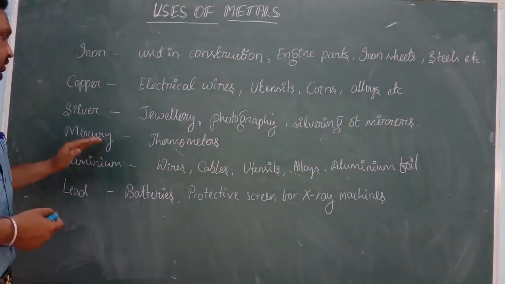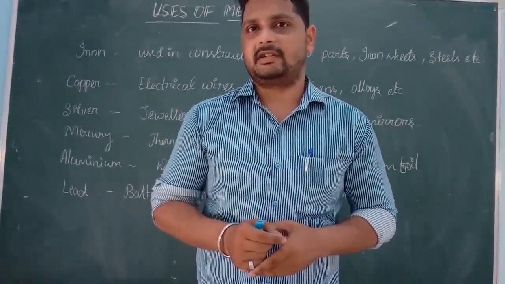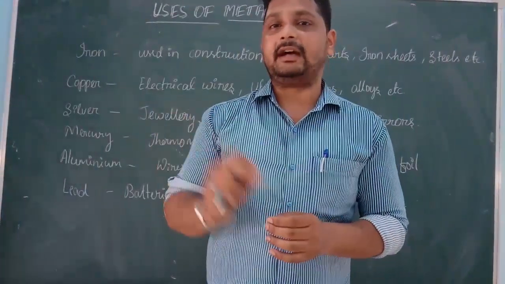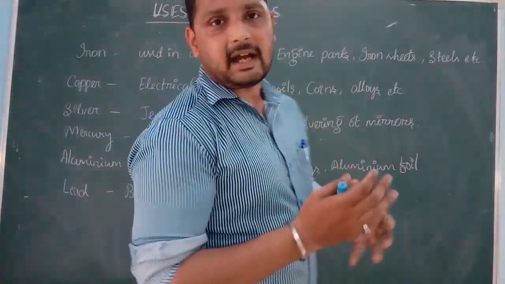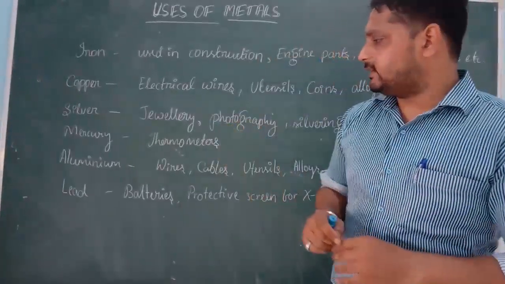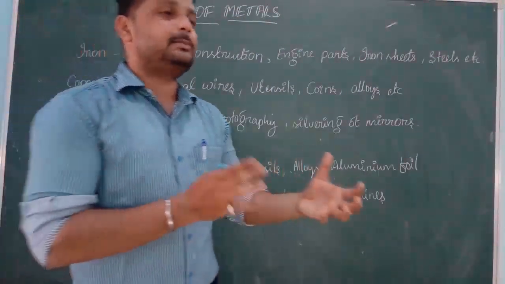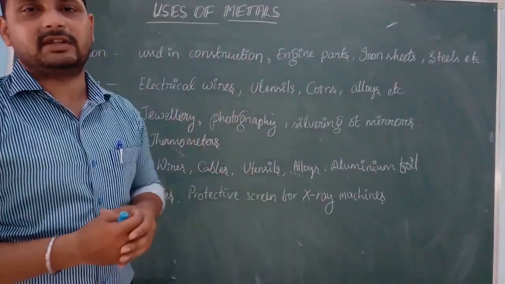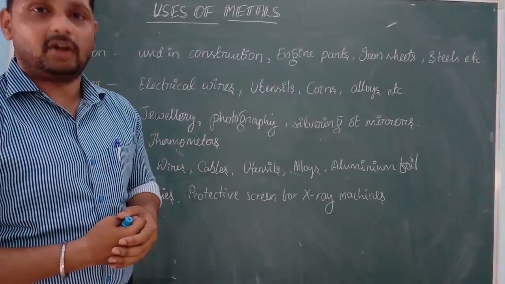Next is mercury, which is used in thermometers and barometers to measure temperature and pressure. Next, aluminium is one of the widely used metals. It is used in wires, cables, utensils, and different alloys. As I said earlier, aluminium foils are used to store food. Then lead is used in automobile batteries, and also as a protective screen for X-ray machines. These are some common uses of a few metals. Now let's move on to the uses of non-metals.